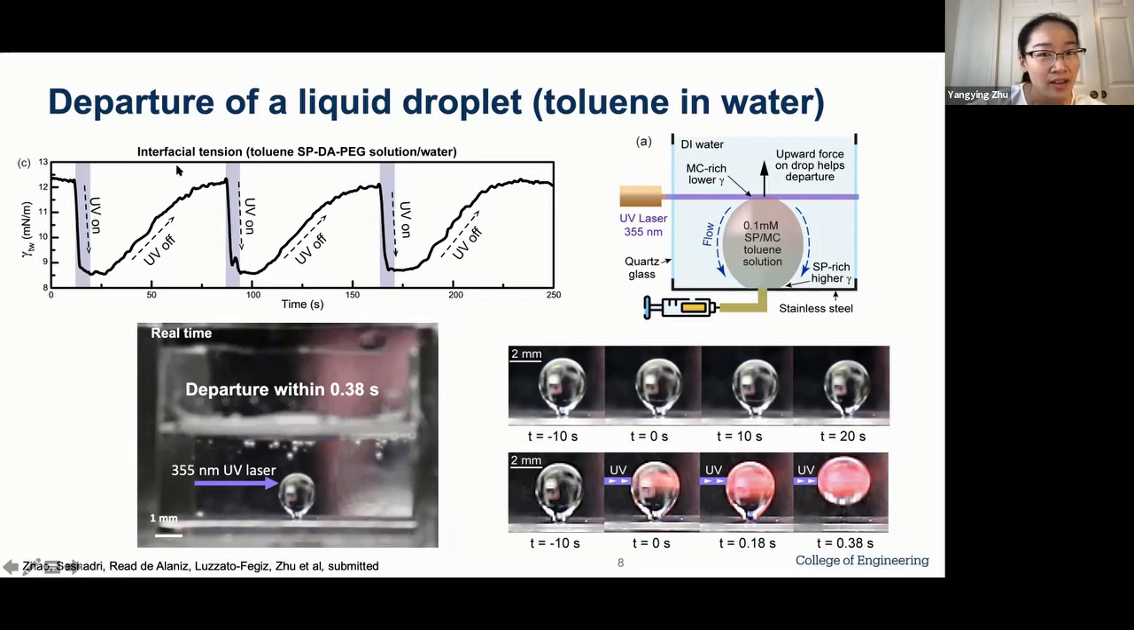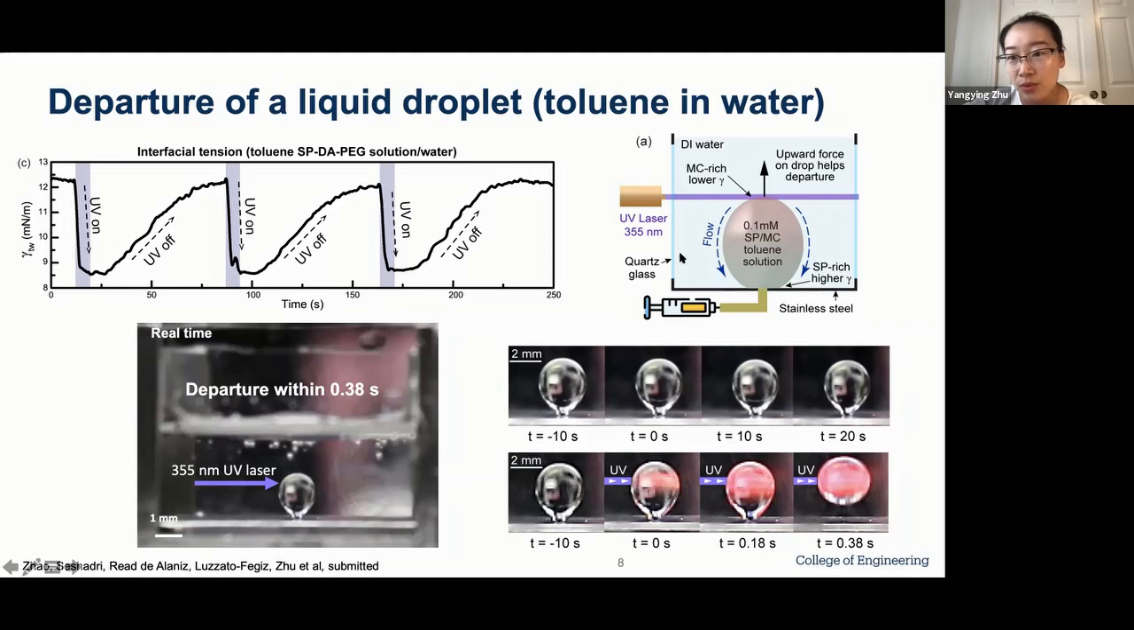And again, we want to see how this water-toluene interfacial tension changes with the light. So we measured that again. When you turn the UV light on, this interfacial tension actually drops. And in this case, that's a 20-30% drop. That's a very big change in the surface tension. And when you turn off the UV, it moves back. You could go through this many cycles.